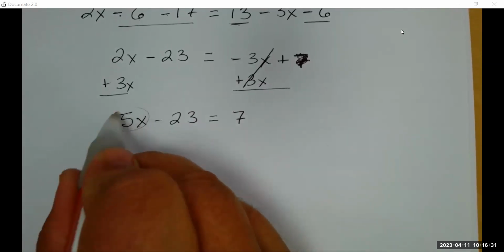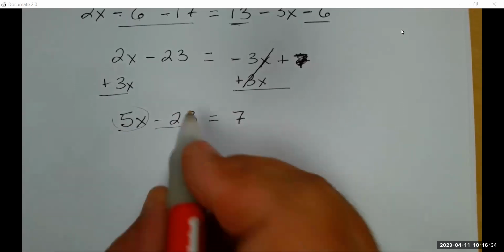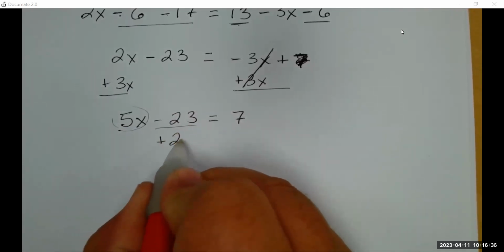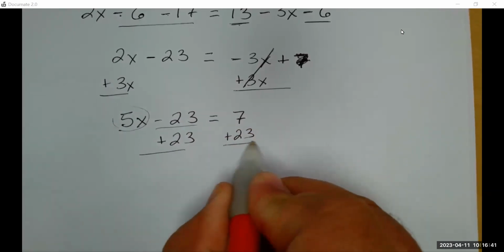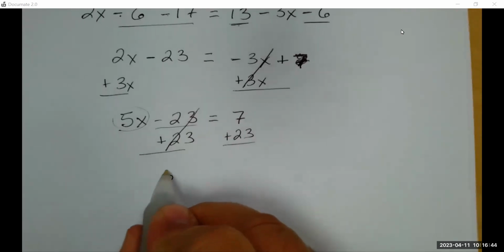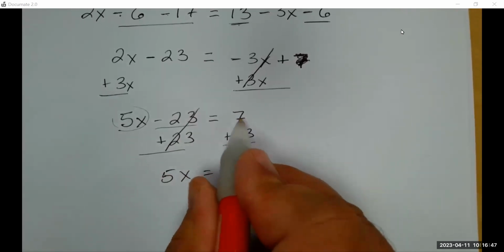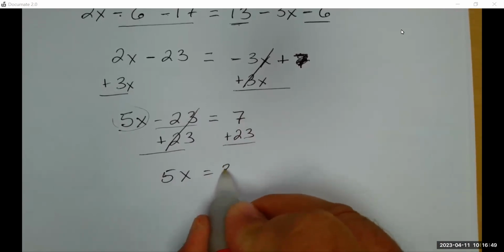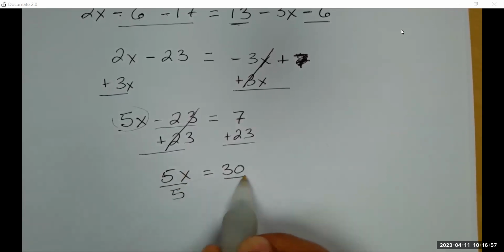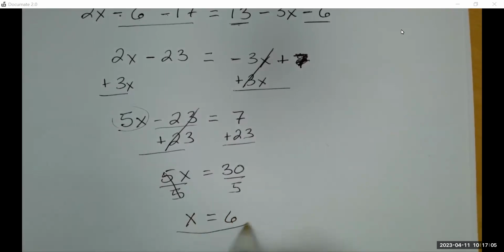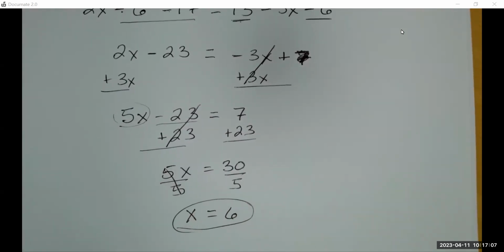All the x's are on one side. So we have to get rid of the negative 23 by adding 23 to both sides. Both positive, so the answer is positive. 23 plus 7 is 30. Nothing else around the x, so we get rid of the 5, divide both sides by 5. So x, 30 divided by 5 is 6. I'm saying that's my solution.